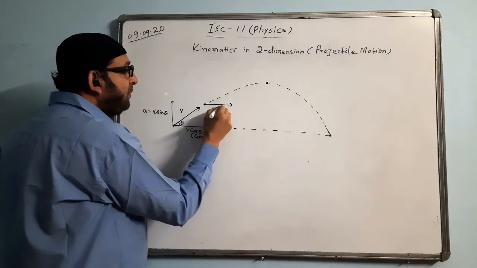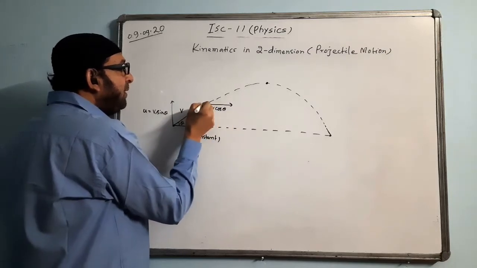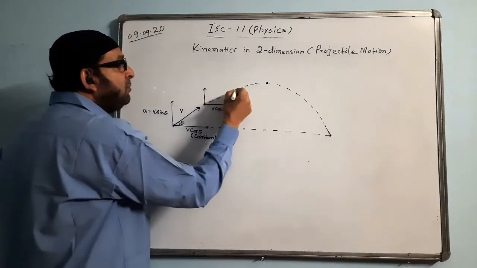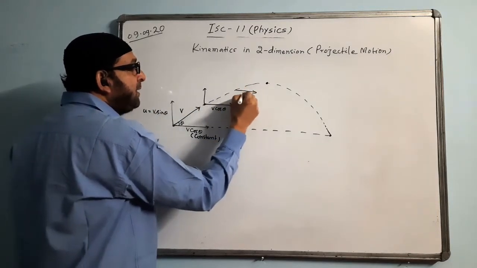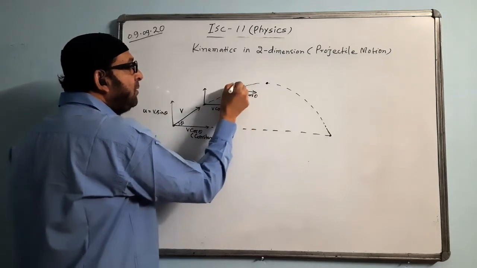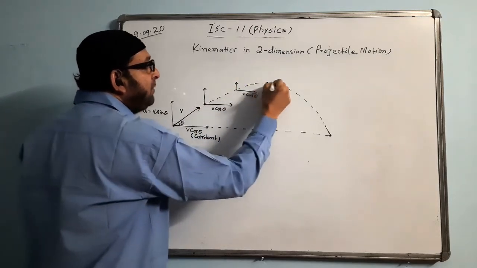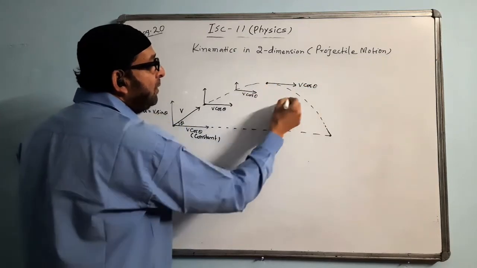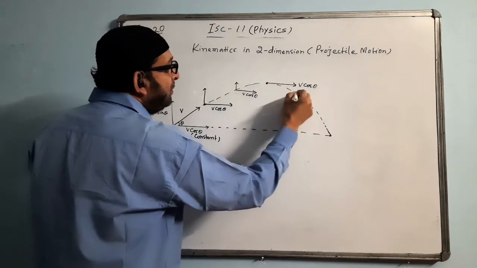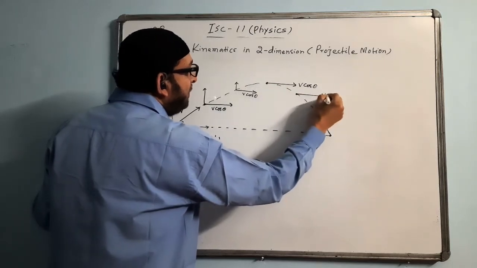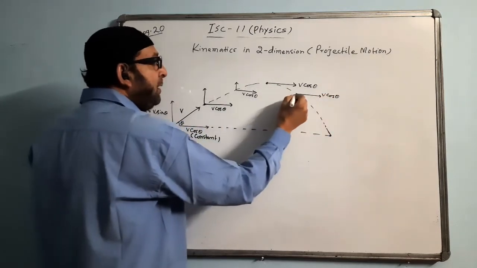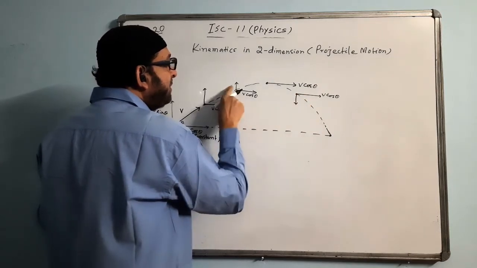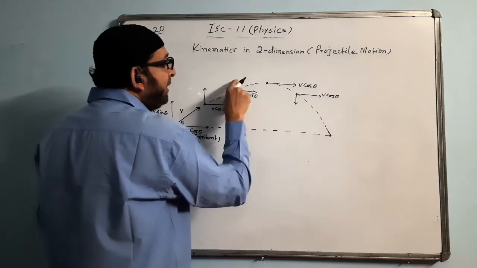At any point, v cos theta will remain v cos theta, and the value of the vertical velocity will be less. Over here also, this will be the same value v cos theta, and this value will be less. And out here at the top it will have only v cos theta, and this component value will be 0. And again at the same level, the value will be the same as this, only the direction will be different.